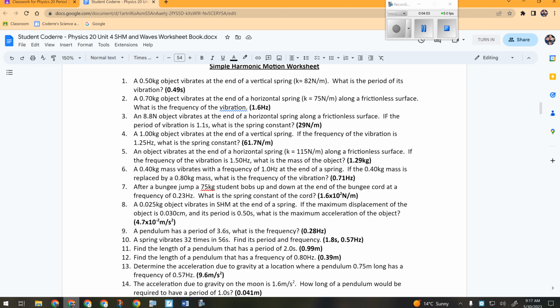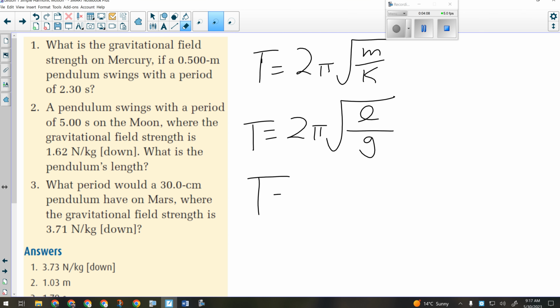One other thing that's going to come up: the relationship between period and frequency. Remember that period is 1 over frequency and vice versa. Because on a lot of these questions, they don't give you the period. They give you the frequency instead, and so you're going to have to get the period. Or you're going to calculate the period and the question is going to ask for frequency and you're going to have to find the frequency instead.